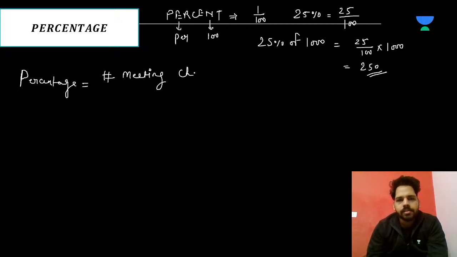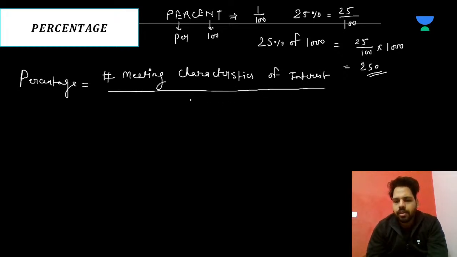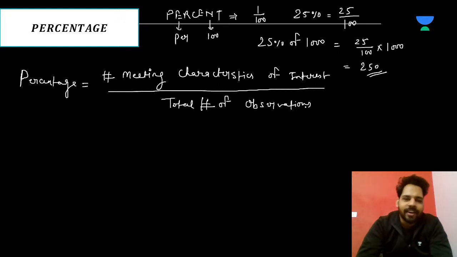Number of characteristics of interest divided by total hashtag of observation. Now, the question comes to your mind, sir, why are you using hashtag over here? Right. So, if you are going to follow the trend, we are also going to follow the trend. You are not the only one to follow the trend, right? We are also going to follow.